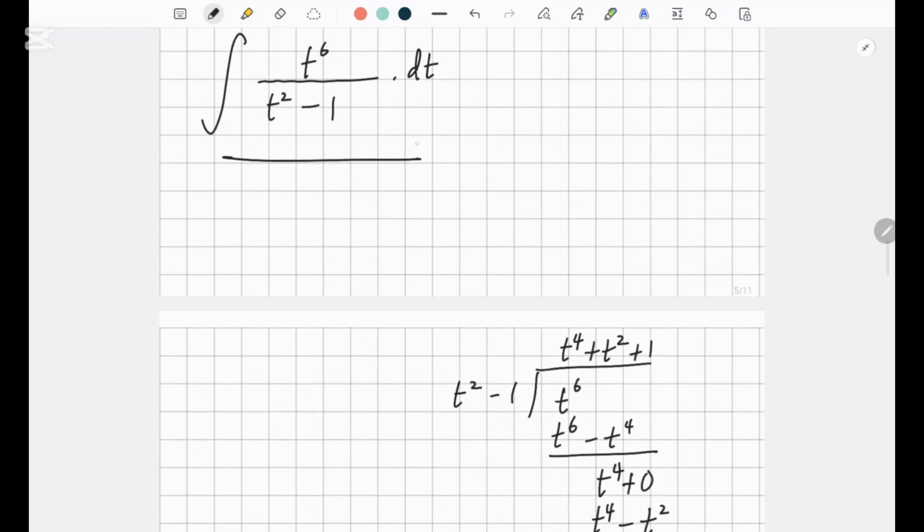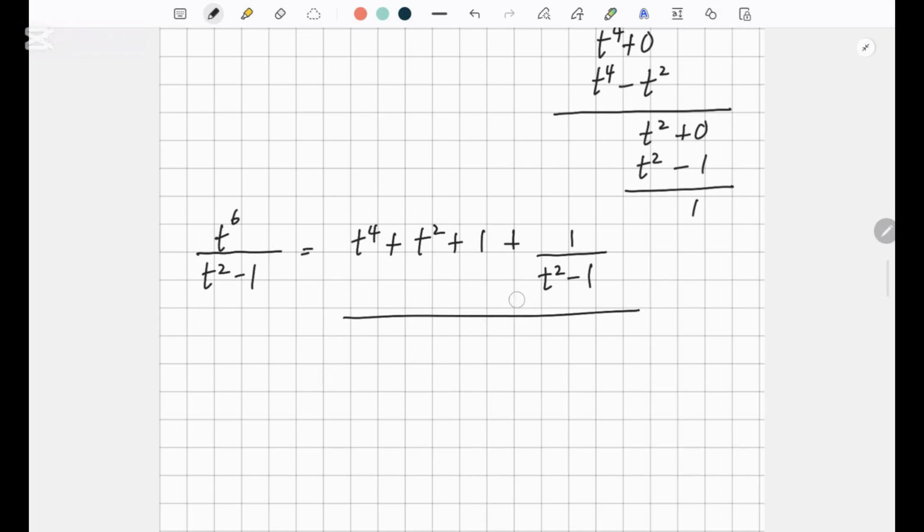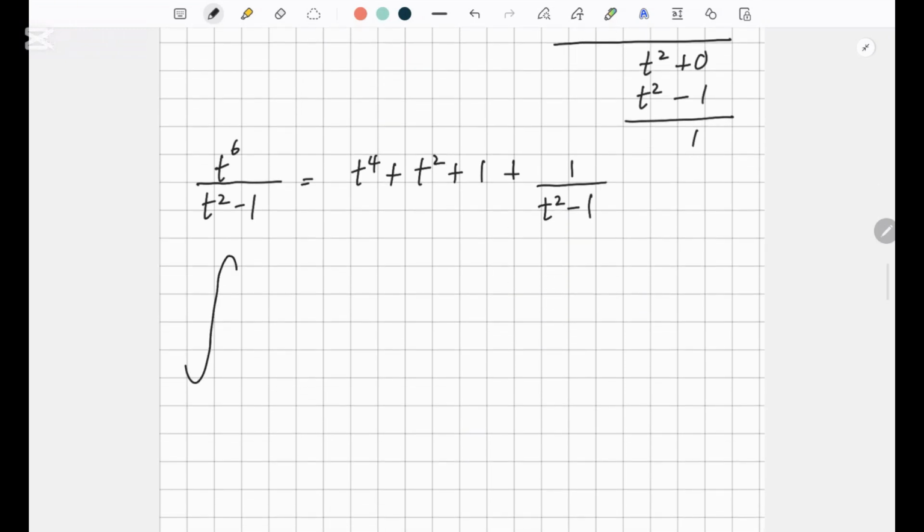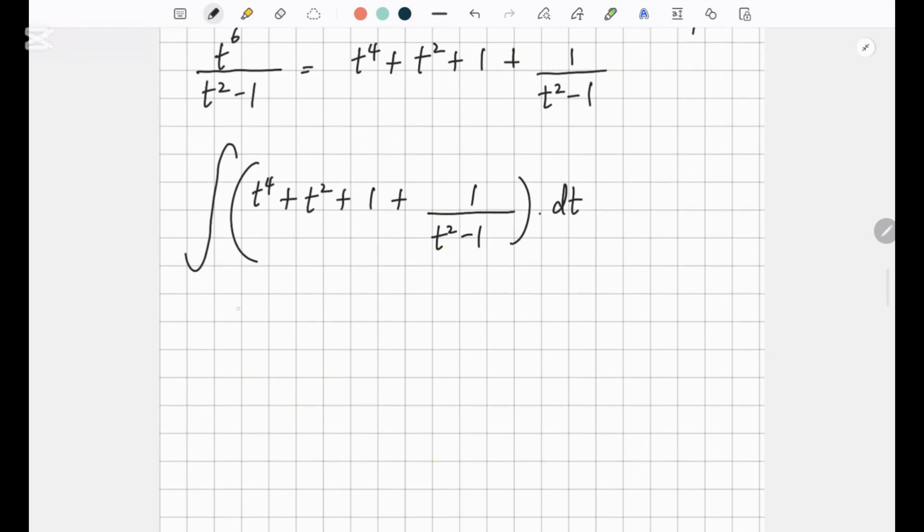Now instead of integrating that, we could just integrate this, because it's way easier, right? So now what you should integrate is t to the power 4 plus t to the power 2 plus 1 over t squared minus 1 dt. So what's the integration of t to the power 4? That's t to the power 5 over 5, plus t to the power 3 over 3, which is the integration of t squared, plus the integration of 1 is t, plus the integration of 1 over t squared minus 1 dt. Now how do you integrate that?